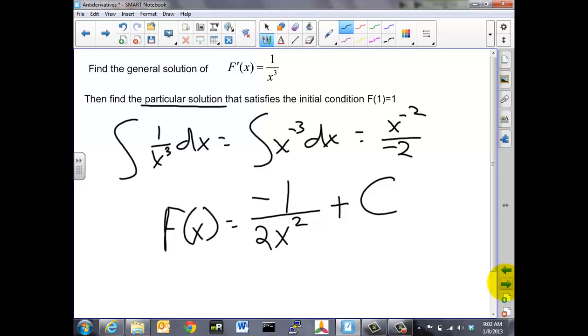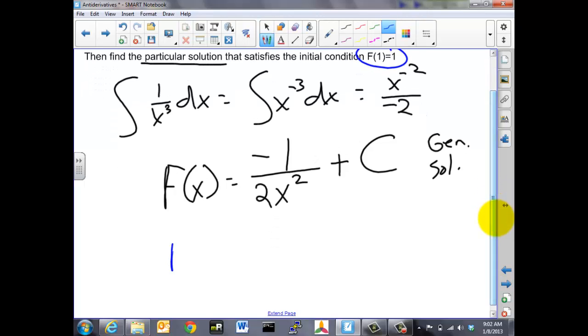This is called the general solution. Why is it called the general solution? Because C could be anything. We want to find a particular solution. What do you think we ought to do? Plug in the 1 for x, everywhere you see an x, in the antiderivative. Once we found the antiderivative, we're going to use this piece of the puzzle right here and plug it in. We're going to figure out what f of 1 is.